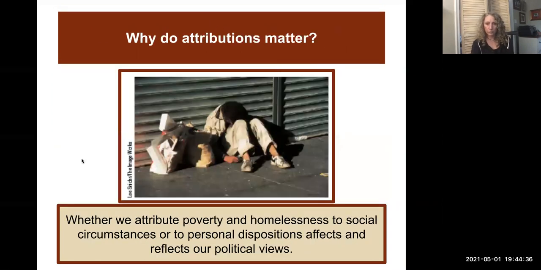Why do attributions matter? Whether we attribute poverty and homelessness to social circumstances or to personal dispositions affects and reflects our political views, right? So just pay attention. Think of the different political positions and whether they are explaining people's behavior based on situational forces or more about personality, more stable things.